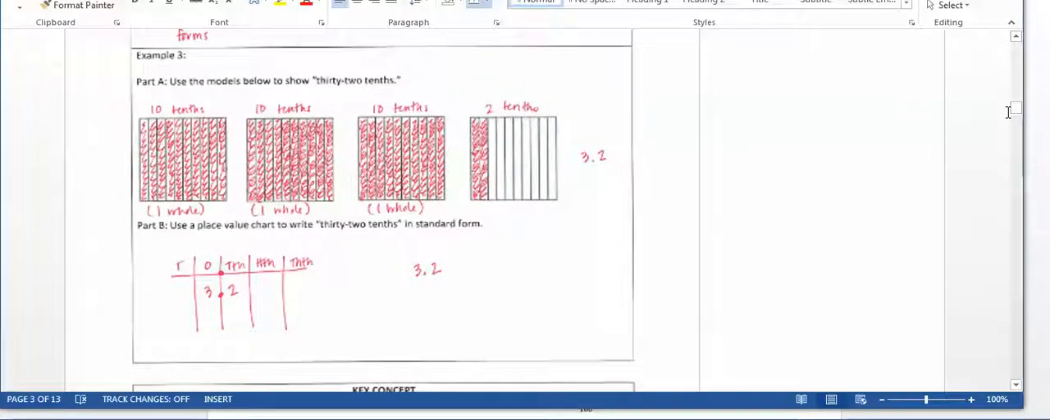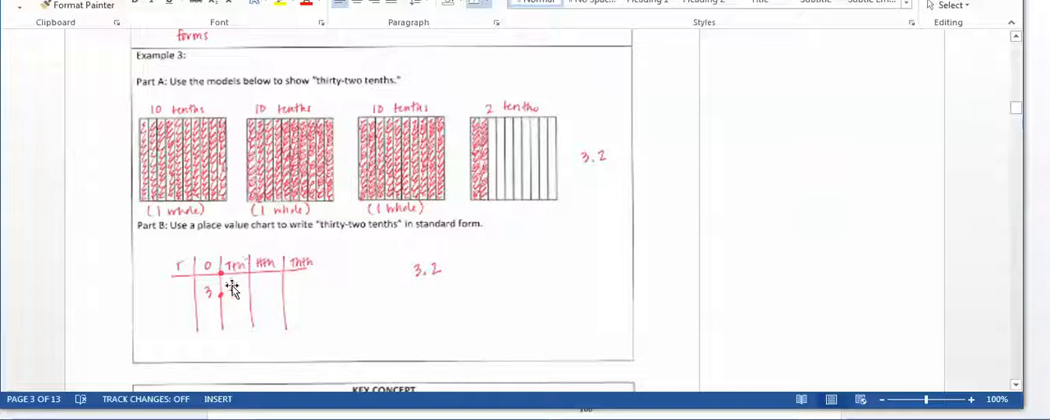So this is our 32 tenths. Let's go ahead and shade in 32 tenths. When I shade in 32 tenths, here's 10 tenths, 10 tenths, 10 tenths, and 2 tenths. I can see I have 3 wholes and 2 tenths left over. We can do a much more efficient strategy by writing it into a place value chart as 32 tenths.